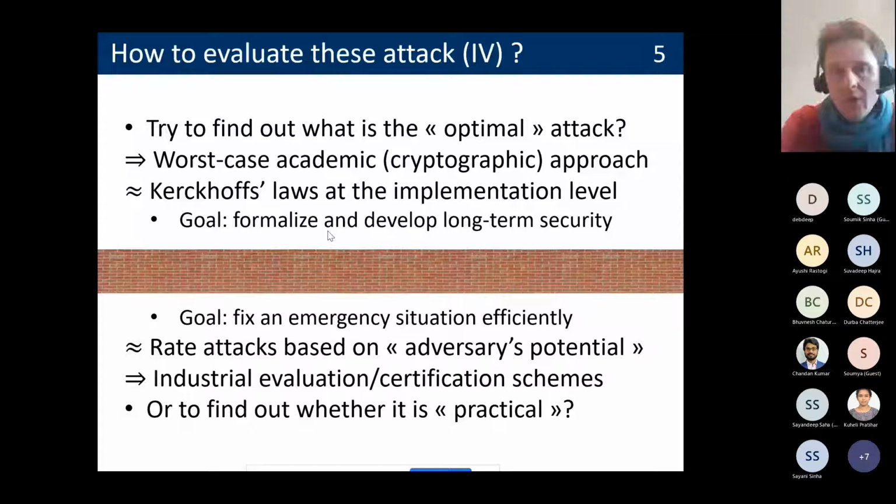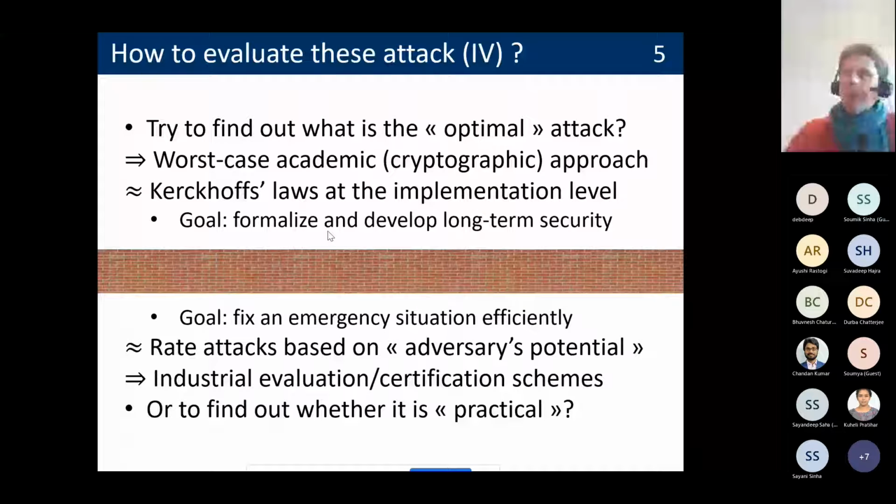The one that I just mentioned, so the one where we try to find out what is the optimal attack, what is the worst case security level, really has the goal to formalize and to develop long-term security and to have implementation security as connected as possible with cryptographic research. So this is typically important if you want at some point to incorporate physical leakage in security proofs. That's typically in this worst case model that we are going to work.